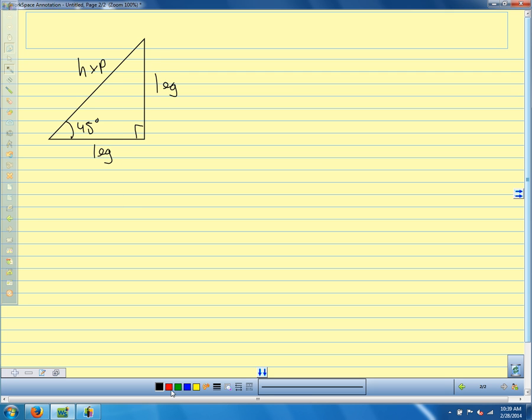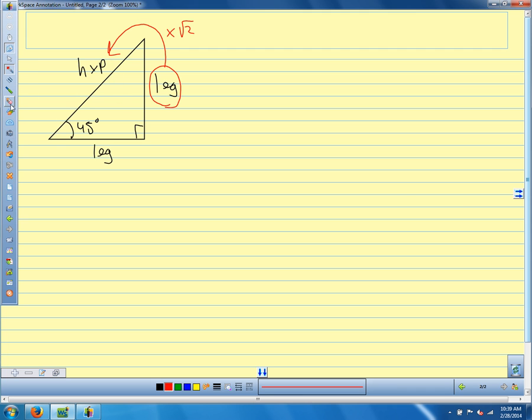If we want to go from the leg to the hypotenuse, so we know the leg, we want to figure out the hypotenuse, multiply by the square root of 2. That's all we have to do. So if we know the leg, we want to figure out the hypotenuse, multiply by the square root of 2.